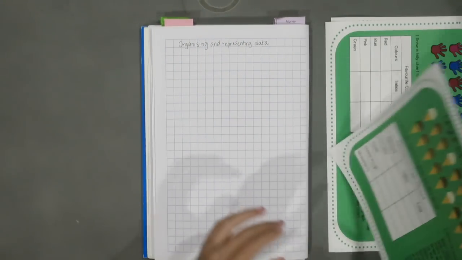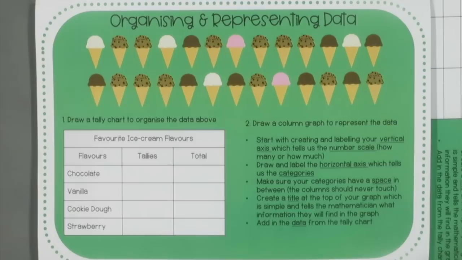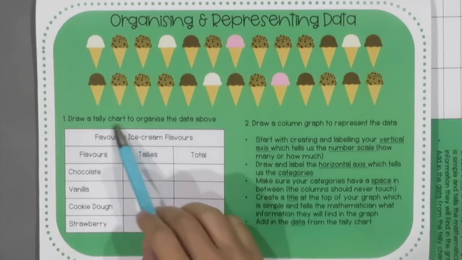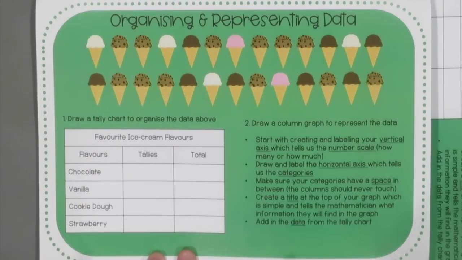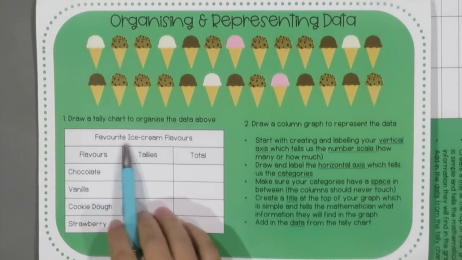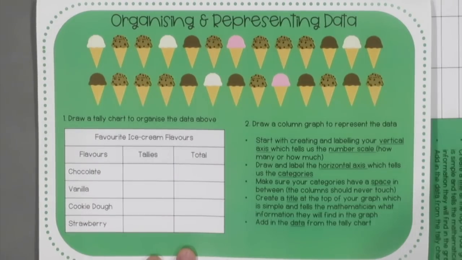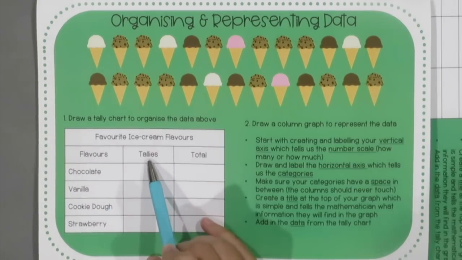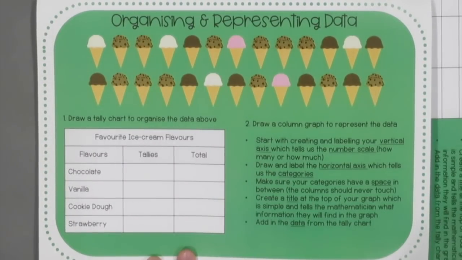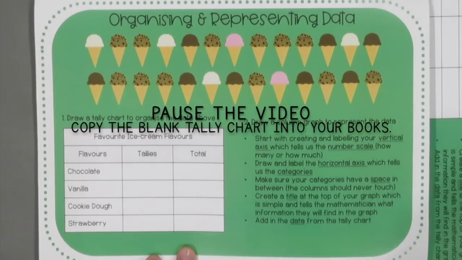We are going to look at some data first. We're going to look at the results and create a tally chart in our books. So the first thing I want you to do is create the tally graph. It'll need a title, favourite ice cream flavours. It'll need the 3 subtitles, flavours, tallies and total, and the 4 different categories of our data. Pause the video and create that for me now.